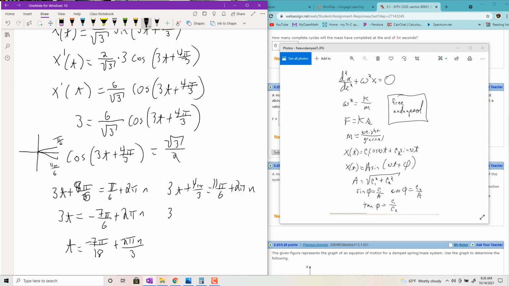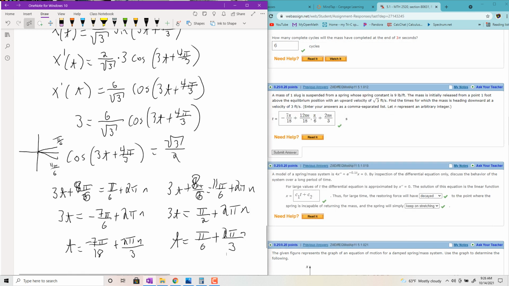The other set, you get 3t equals 4 pi over 6, which is the same, again, as 8 pi over 6. Moving that over, 8, 9, 10, you get 3 pi over 6, which is pi over 2, plus 2 pi n. Divide everything by 3, so you get pi over 6 plus 2 pi n over 3. Okay? And that should be the answer I put in there.